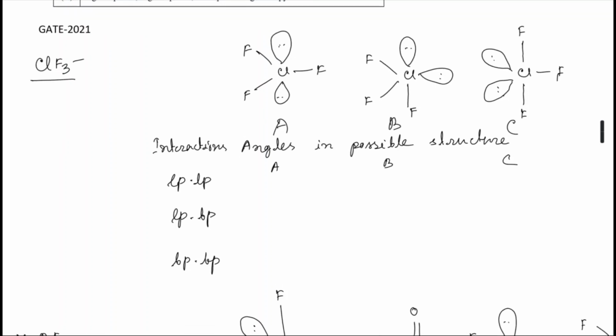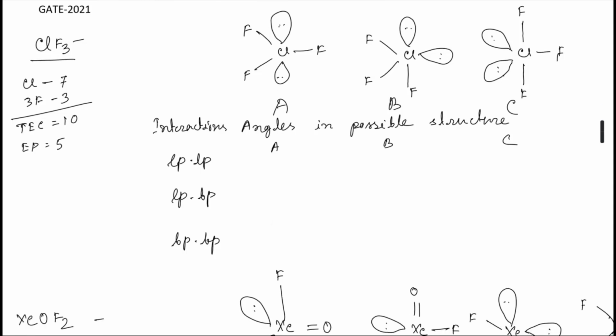We'll calculate this, and finally we'll determine which interaction will be more favorable in the structure, and from this we'll determine the most stable structure. So for Cl, the total electron count at the periphery will be calculated. For Cl the valence electron count is 7, and for 3 fluorine it is 3. So the total electron count is 10, and electron pairs equal 5. Now this 5 will be 3 sigma plus 2 lone pairs.